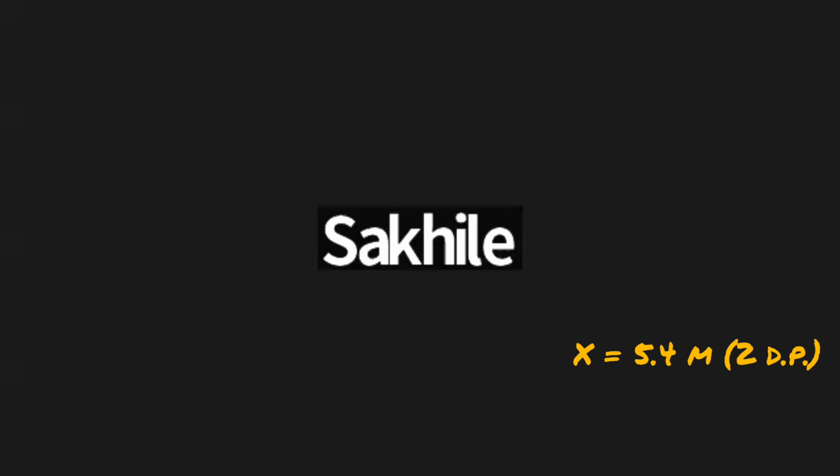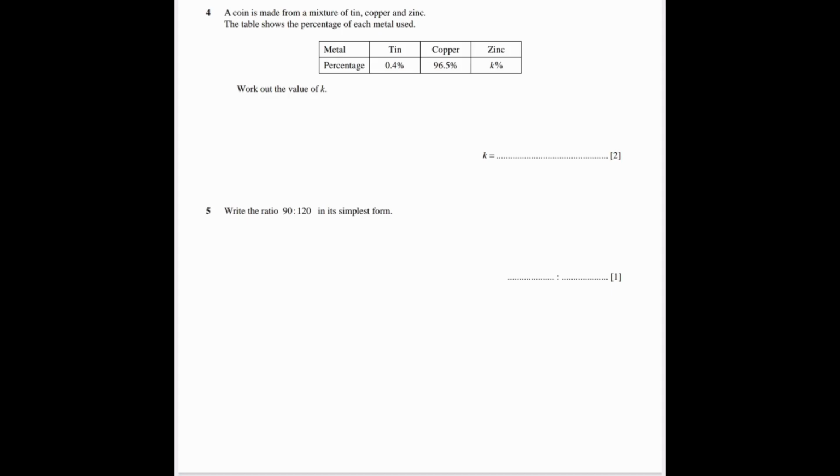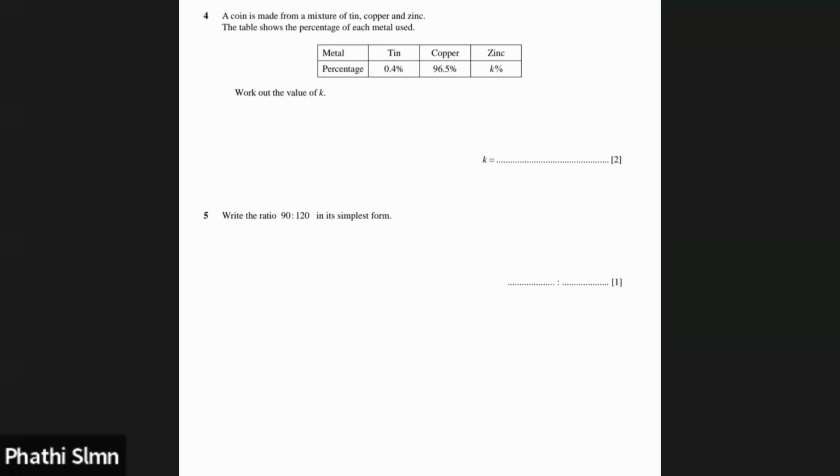Okay guys, I don't know what happened. So for our tin, they were given 0.4%, and for our copper, it's 96.5%. And we are asked to find the value of K, which is the percentage of our zinc. How are we going to do that?